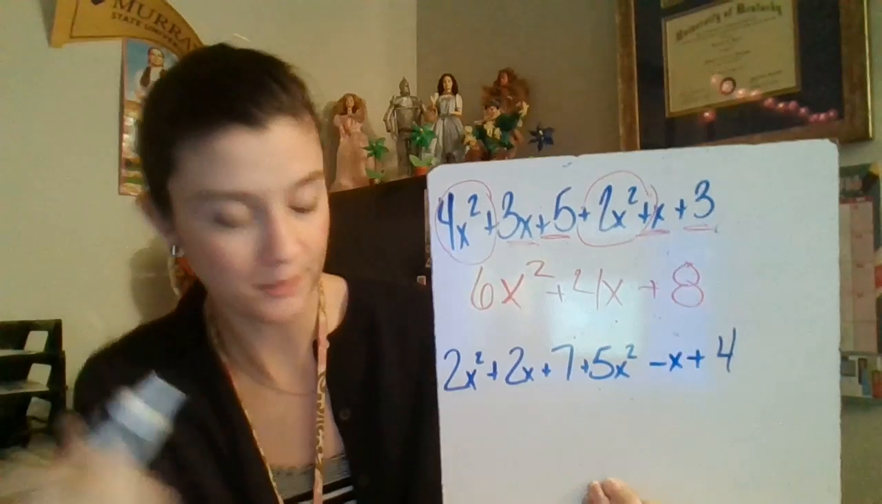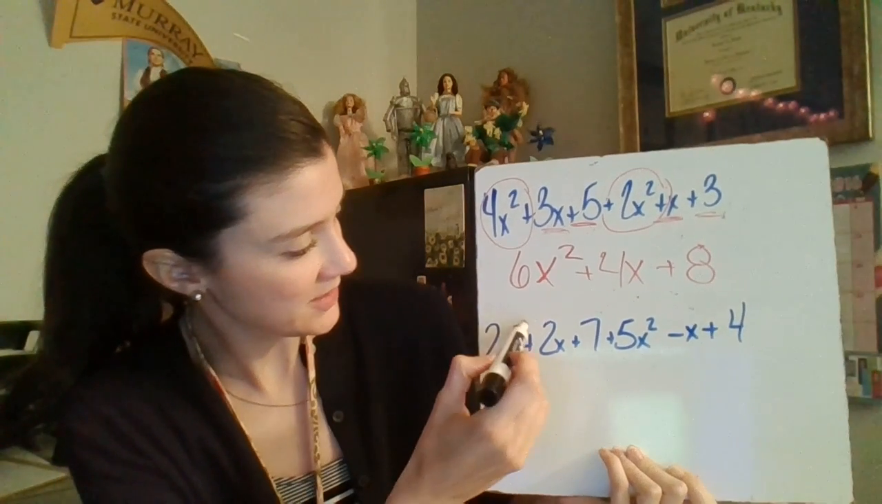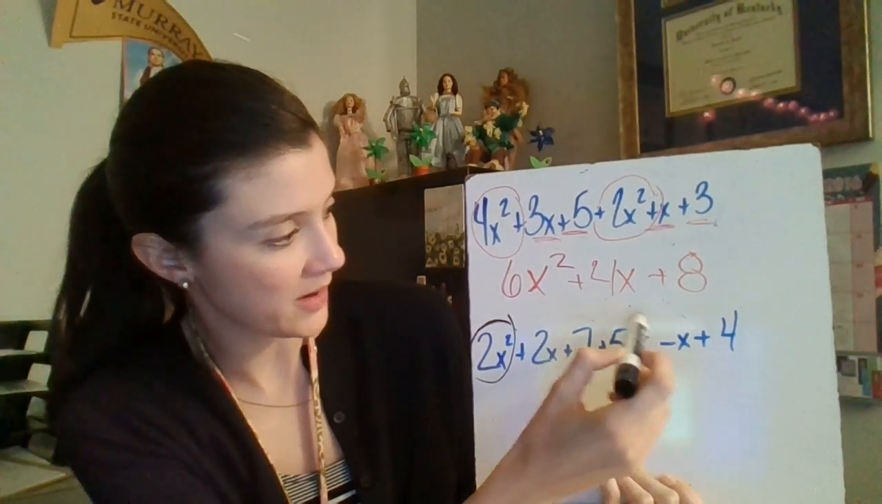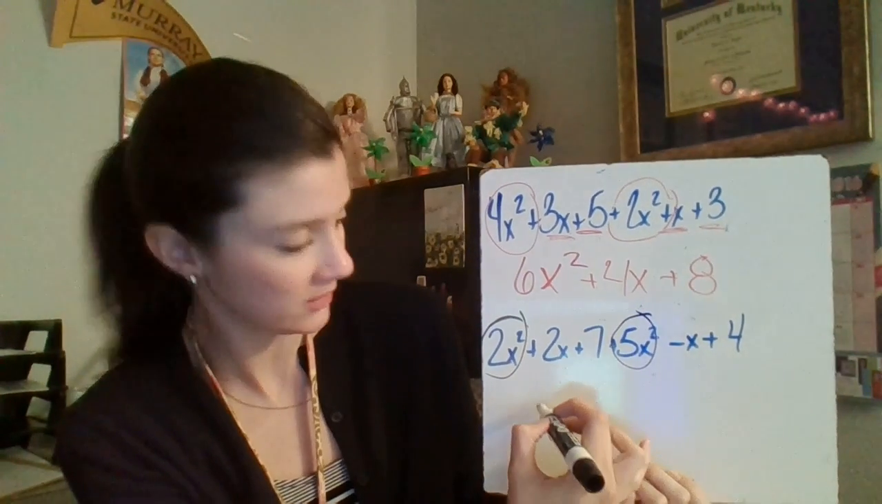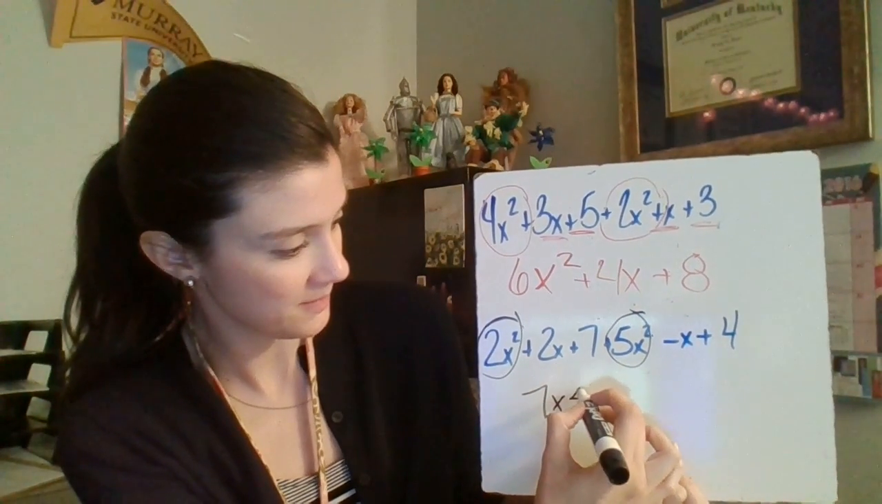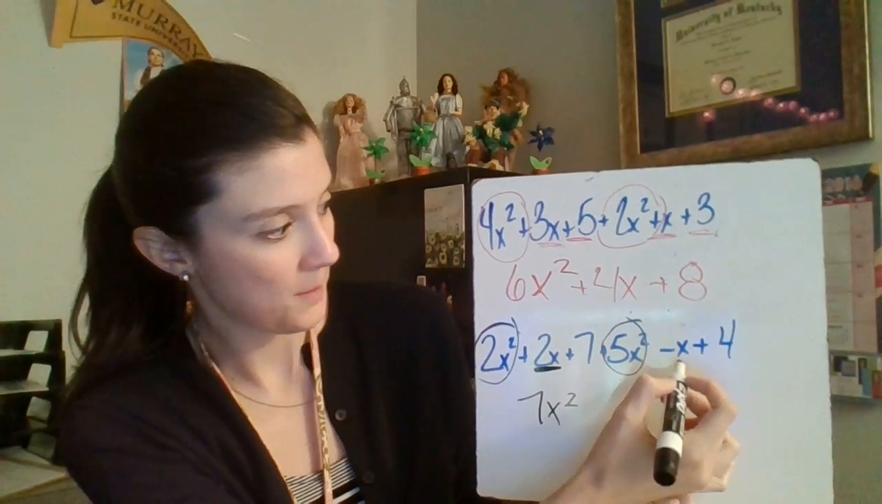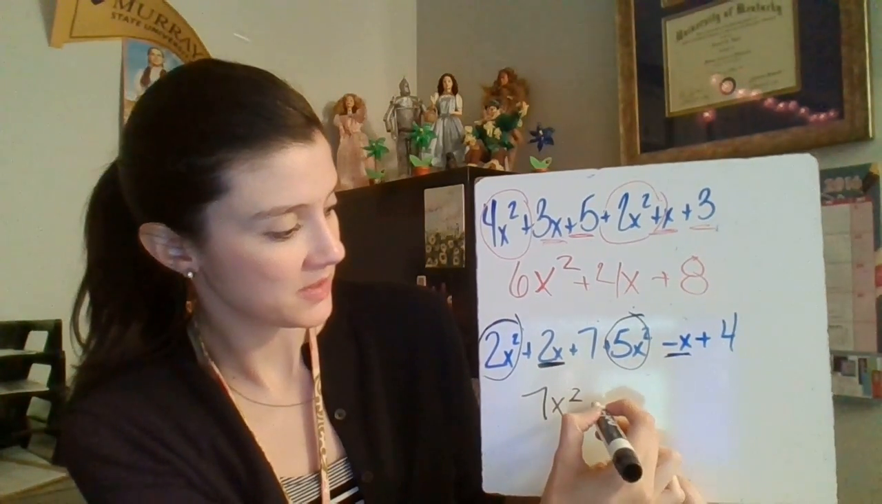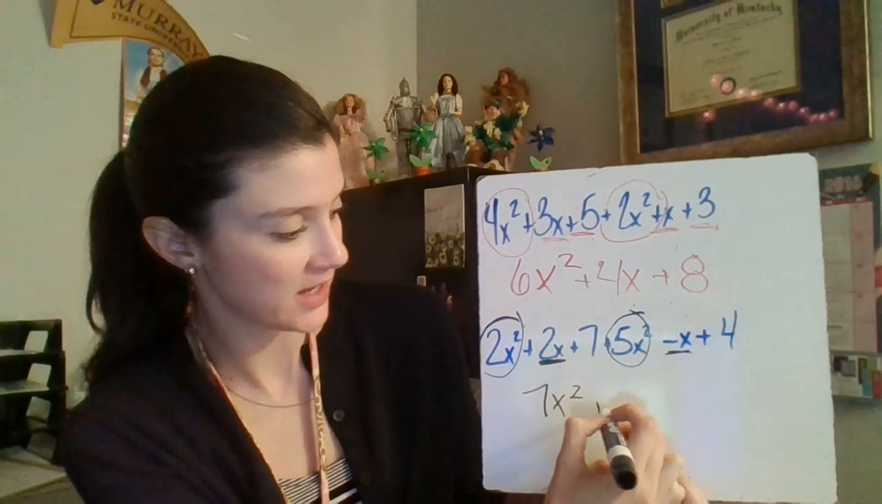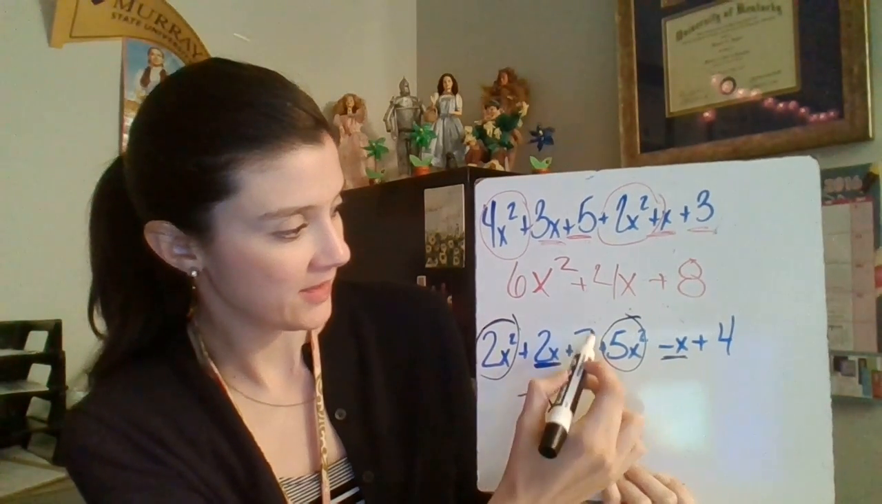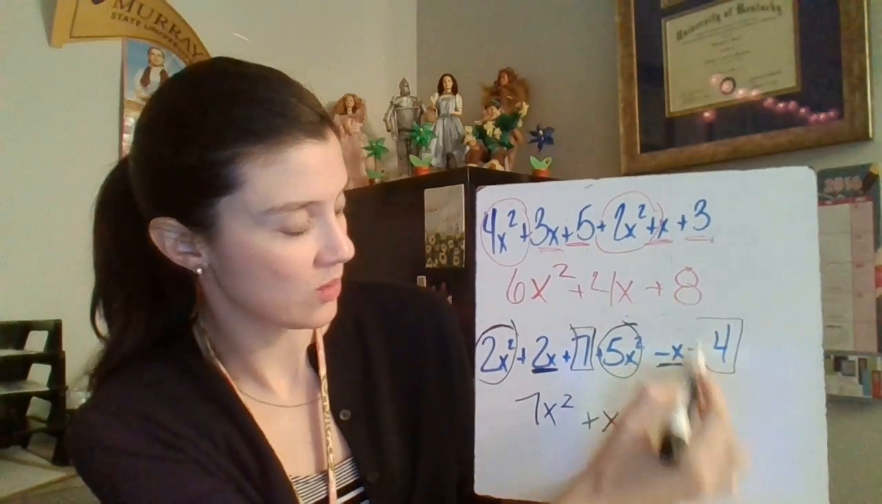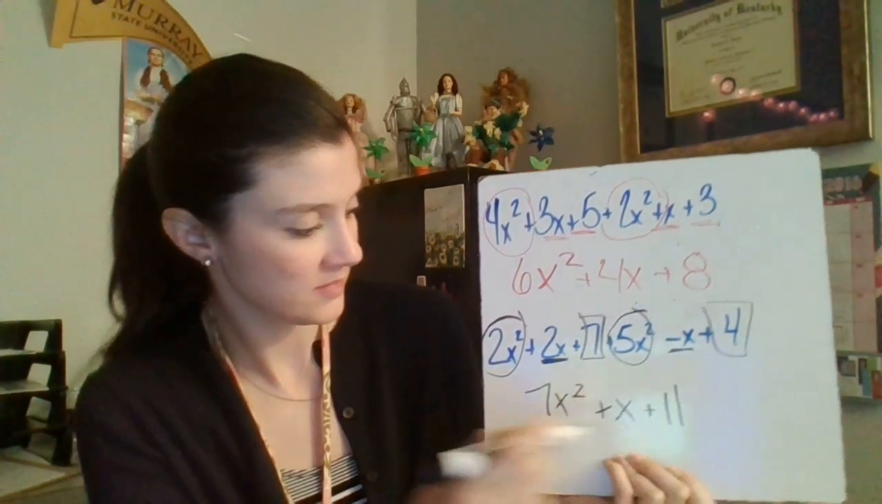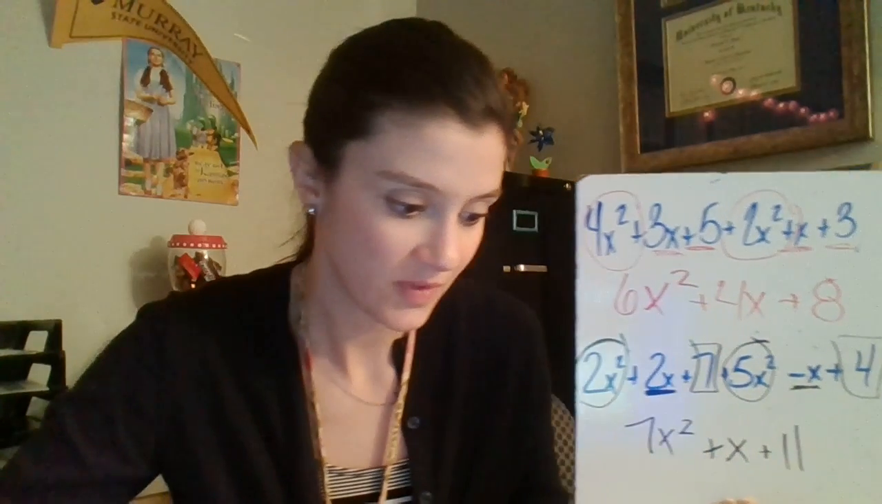Down at the bottom, same thing. These are your like terms. 2x squared, 5x squared, so 7x squared. 2x minus x is just 1x, just x positive still. And then 7 plus 4 is 11. So for number 2, 7x squared plus x plus 11.